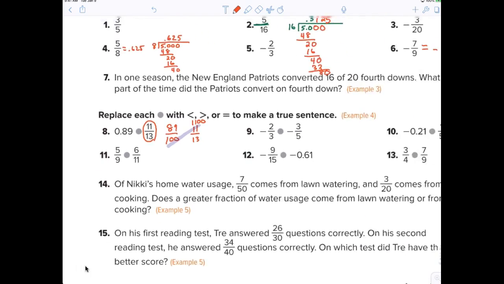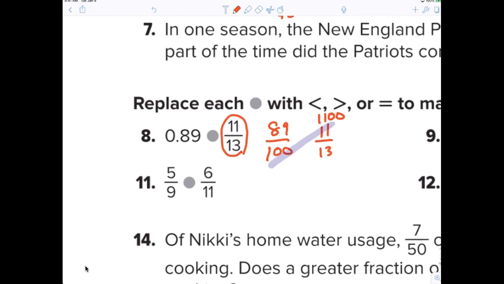Yeah, so off to the side. Don't let me do it. You try to beat me. 89 times 13. Let's see what that is. Let's see if you got my answer. Anybody else get that? All right, so let's do 1157. So now what's true about 0.89 compared to 11 over 13? What do we say it is? Tell me. 0.89. Yes, there you have it.